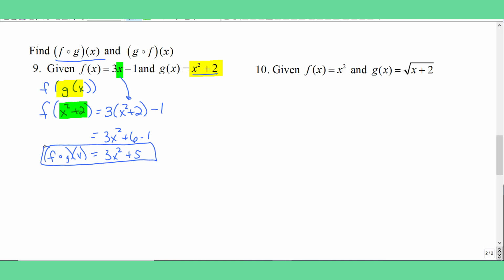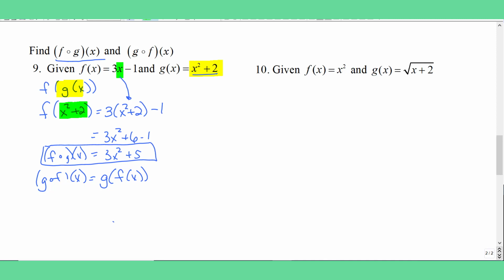Now what happens when we go the other way? Will we get the same answer? Maybe. Let's give it a go. So now I want to find g of f of x. So this is g of f of x.